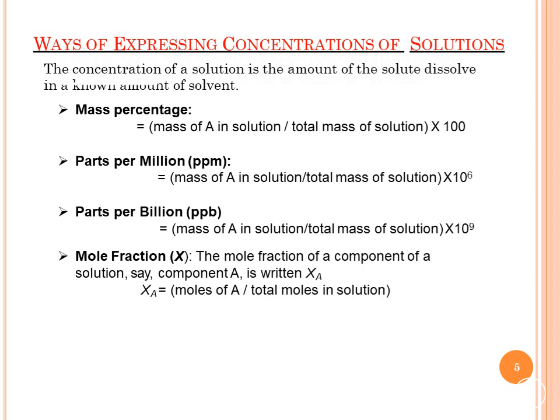Or we can say the mole fraction of a constituent is the fraction obtained by dividing the number of moles of that constituent by the total number of moles of all the constituents present in the solution. Now suppose we want to find the mole fraction of X1, it is equal to N1 by N1 plus N2. Similarly, the mole fraction of X2, that is the solute, is equal to N2 by N1 plus N2, where N1 and N2 are the numbers of moles of the particular components.